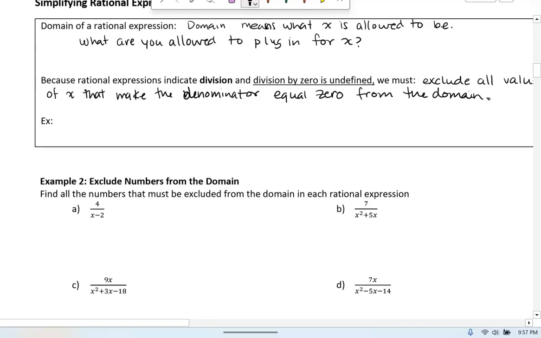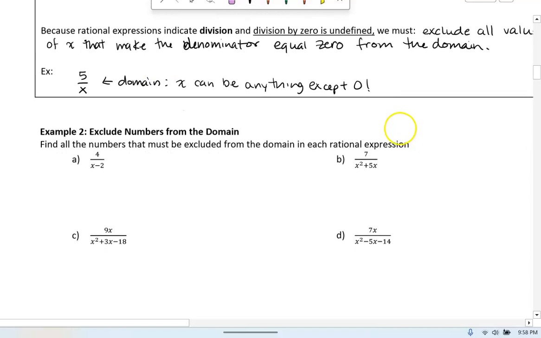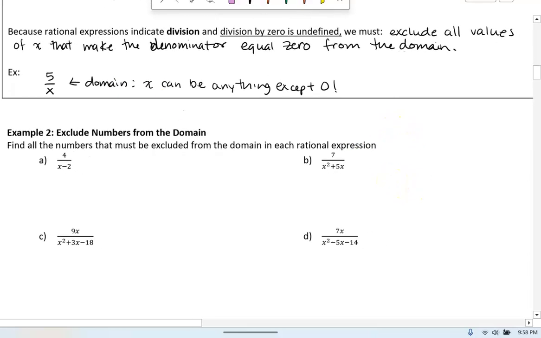Basically, the domain means what can you plug in. And normally, you're allowed to plug in anything you want. But with fractions, you can't plug in anything you want because you can't let your denominator equal 0. So for example, if I had 5 over x, well, then the domain is x can be anything other than 0. And that's a nice simple example because you can see, okay, the domain is allowed, I can plug in anything I want for x, anything.